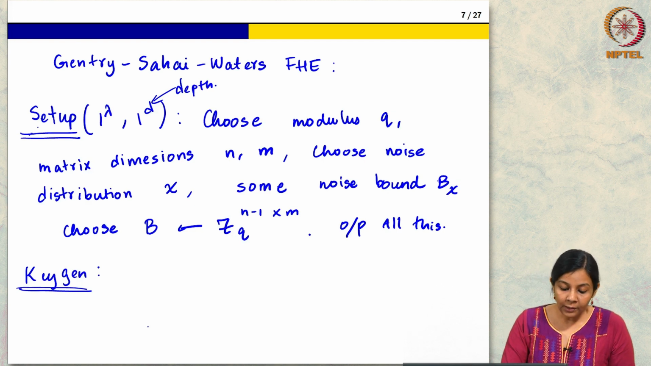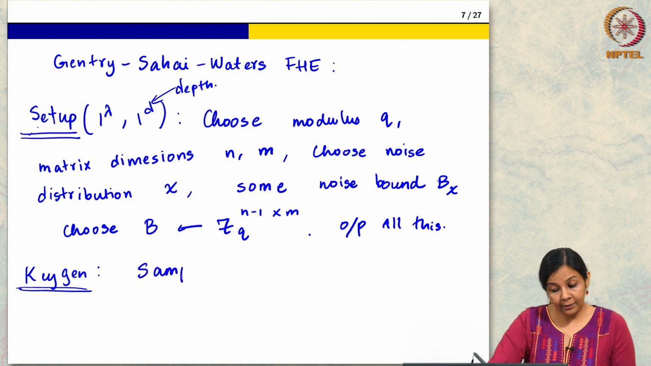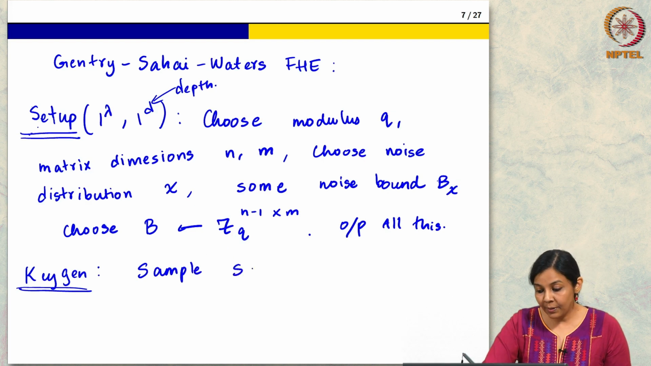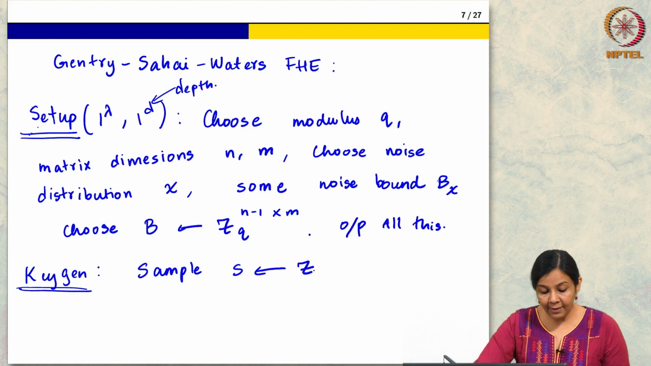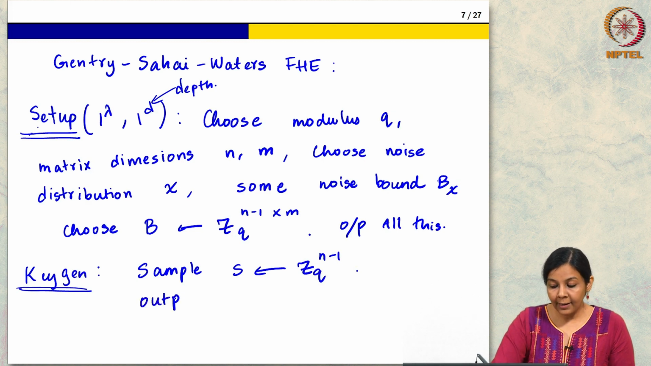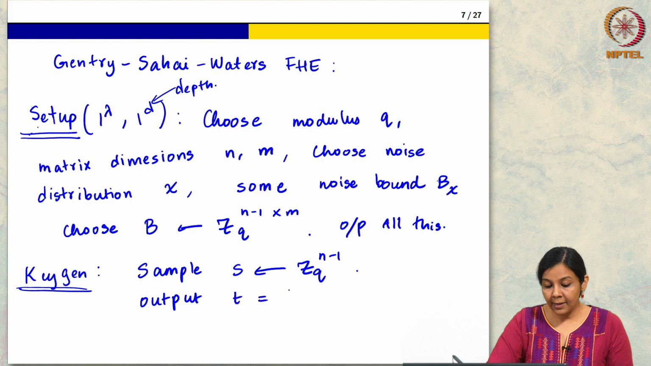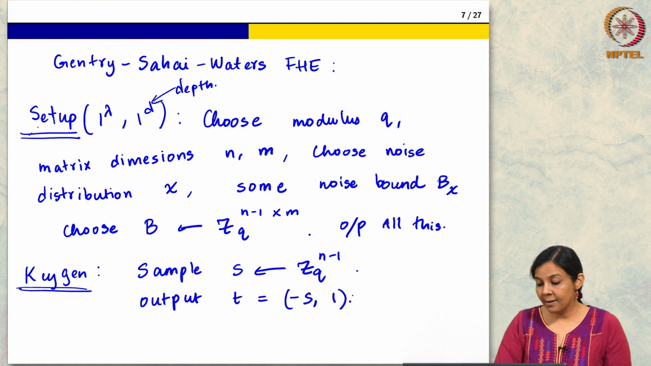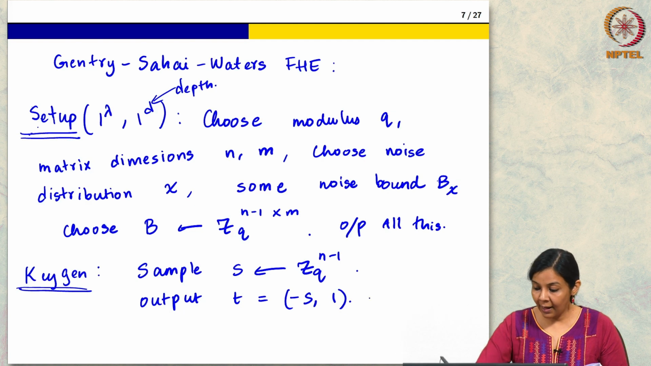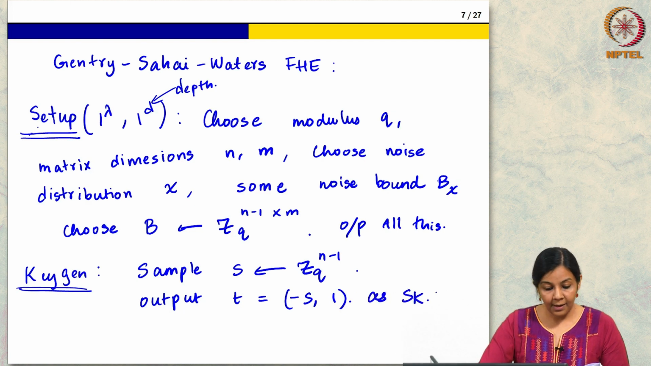Yeah. So, now what key generation does is now it will start looking like the scheme we saw before. It will sample some LWE secret s in Z_Q^{n-1}, okay, and it will output t as (-s, 1). Okay. So, you will see why we write it like that. This is the secret key. So, this is our secret key.